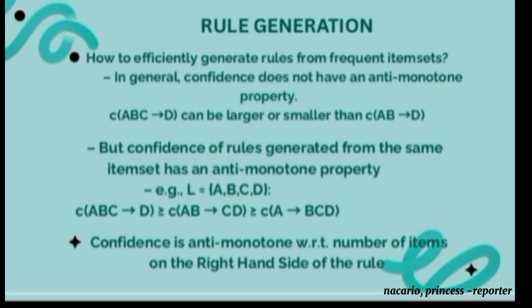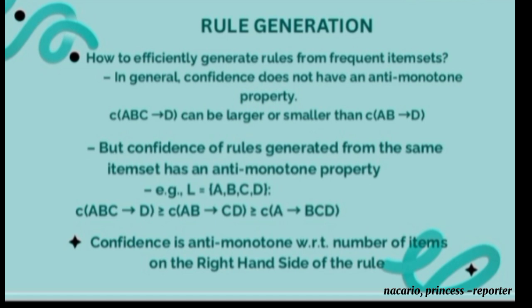K.2 Anti-monotonicity within the same item set. If rules are generated from the same item set, confidence is anti-monotone with respect to the number of items on the right-hand side, RHS. For item set L, A, B, C, D, the confidence of the rule ABC implies D is greater than or equal to the confidence of AB implies CD, which is greater than or equal to the confidence of A implies BCD. This means, as you move more items to the RHS of the rule, confidence typically drops.